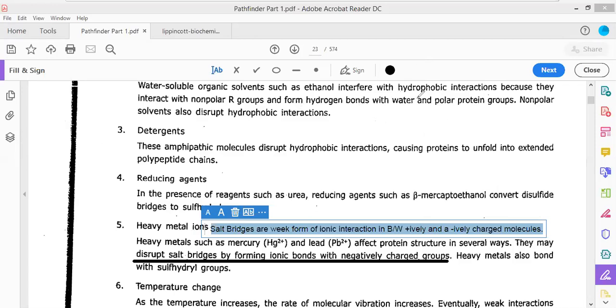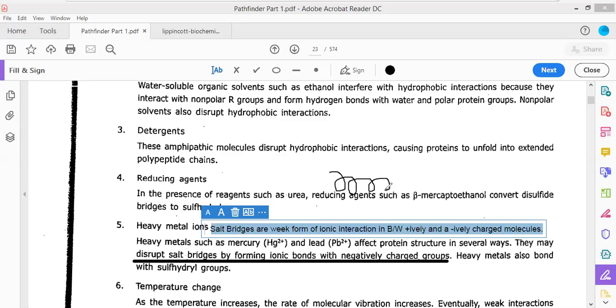The salt bridge was connecting the two half cells together and making the circuit complete in the case of an electrochemical cell. As they connect the two half cells, the salt bridge connects a positively charged molecule and a negatively charged molecule present within the structure of a protein through ionic interaction. Heavy metal ions break these ionic interactions by coming in between them.